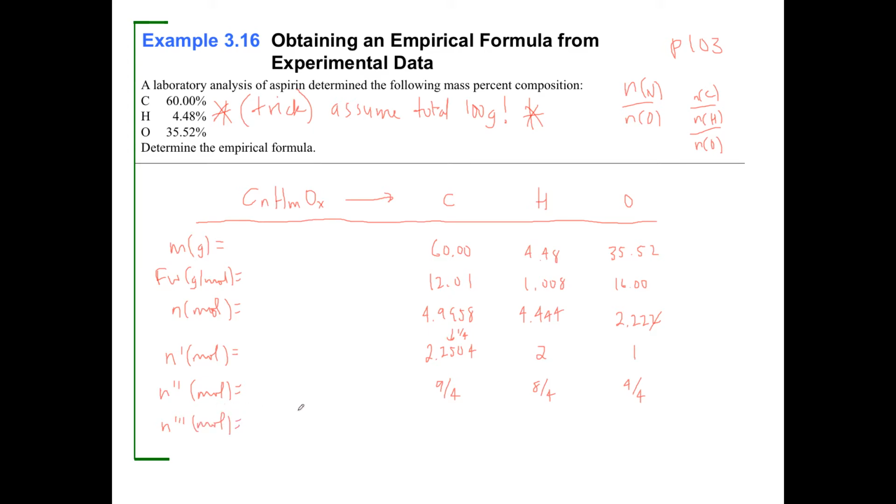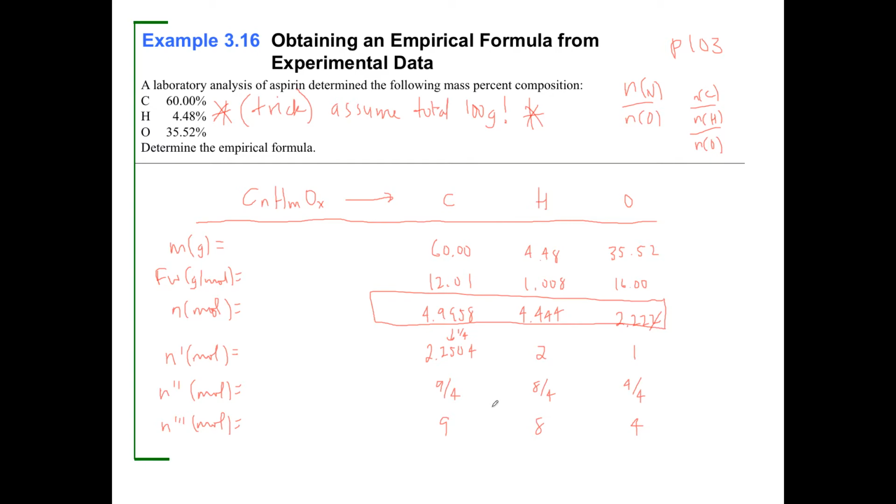Okay, I'm going to do a third column just because I can do this all day, right? We're looking for numbers that are clean. So what's the small whole number ratios here? Looks like it's 9 to 8 to 4. By the way, these numbers up here are a 9 to 8 to 4 ratio. Everything I did below that is just simplifying it down. All right, that's page 103.